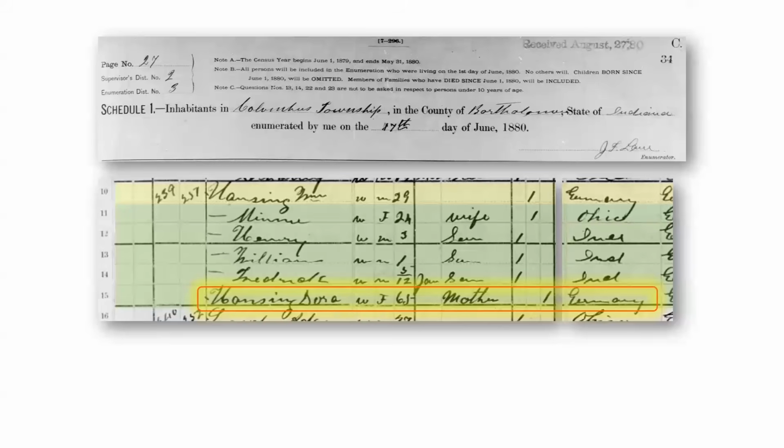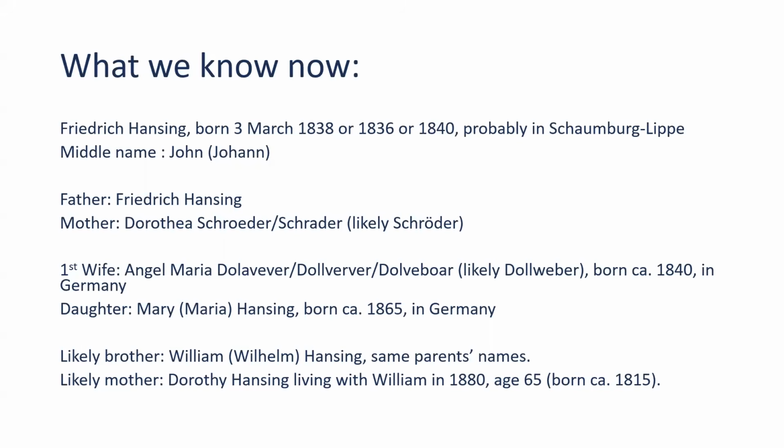This is a census record for William Hansing, who may be the brother of Fred Hansing, showing that the mother, Dora, which is an abbreviation of Dorothea, is living with him. So if this is indeed Fred's brother, then this would be Fred's mother. These are all still just hypotheses at this point, as we don't have complete information yet.